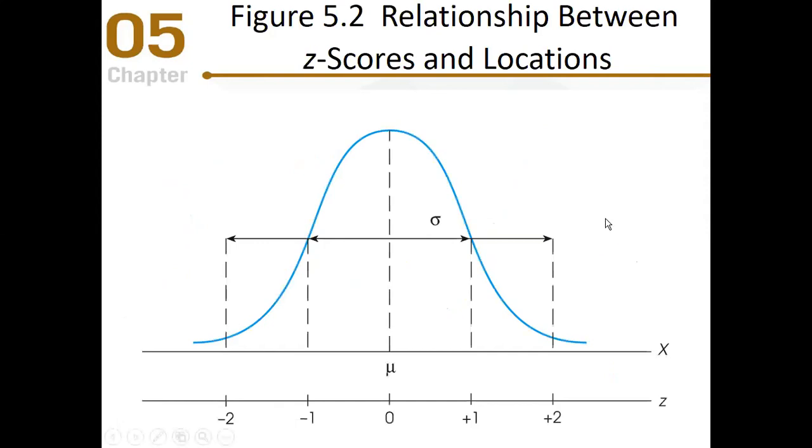Okay, so here is our z distribution. The mean of the z distribution is 0 and the standard deviation is 1. Those are characteristics of the z curve. The mean is 0 and the standard deviation is 1.